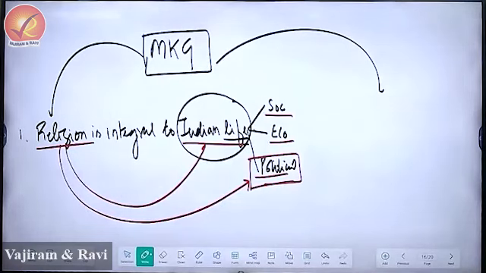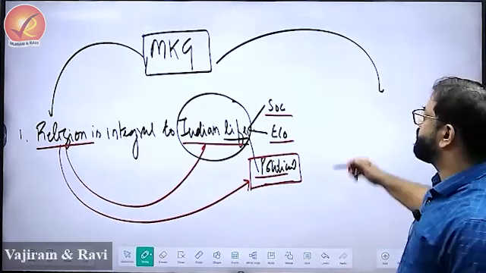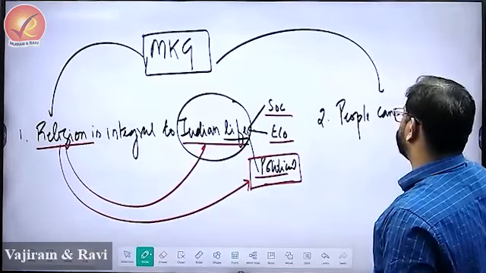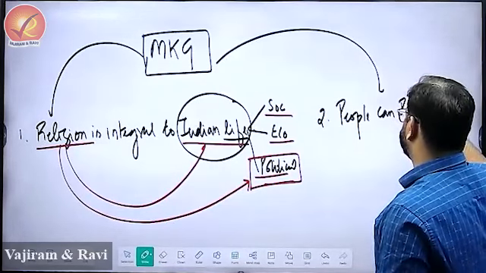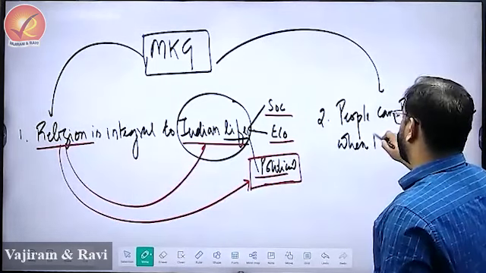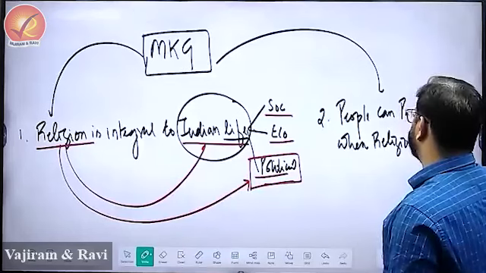This is the first thing that Gandhi would say. Any rocket science? Nothing. Easier statement, right? The second one Gandhi would say is that people can progress only when religion progresses.